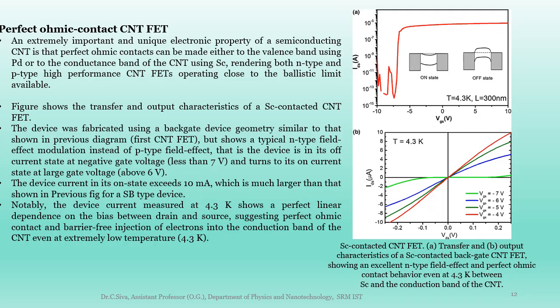These devices operate close to the ballistic limit. The scandium contacted device shows high on current and linear conduction even at 4.3 Kelvin, confirming the barrier-free junction, which is explained in this graph. You can see here and also this one. Both are scandium contacted backgate devices. The first one is the transfer characteristics and the second one is the output characteristics.